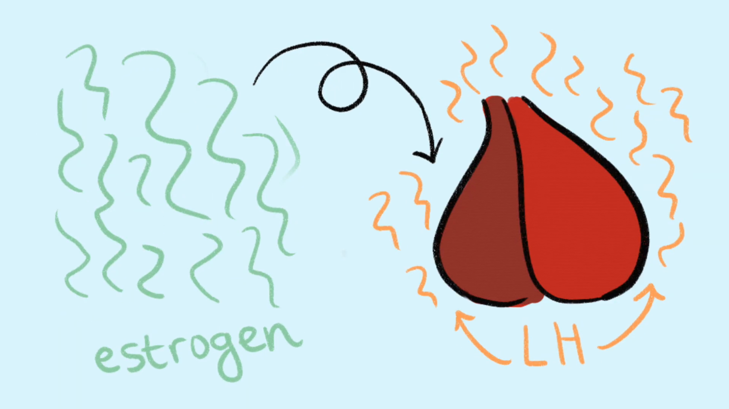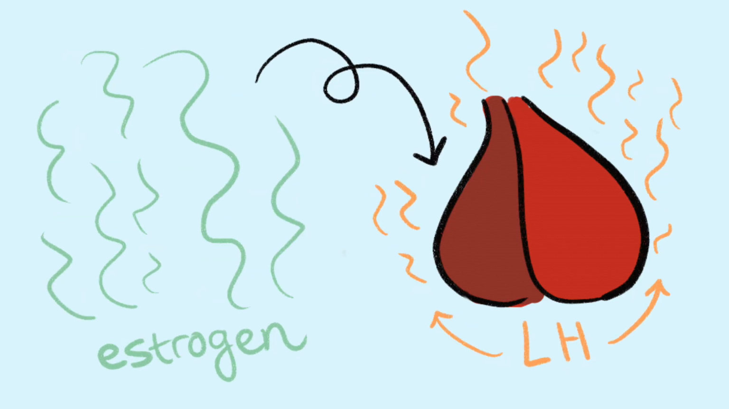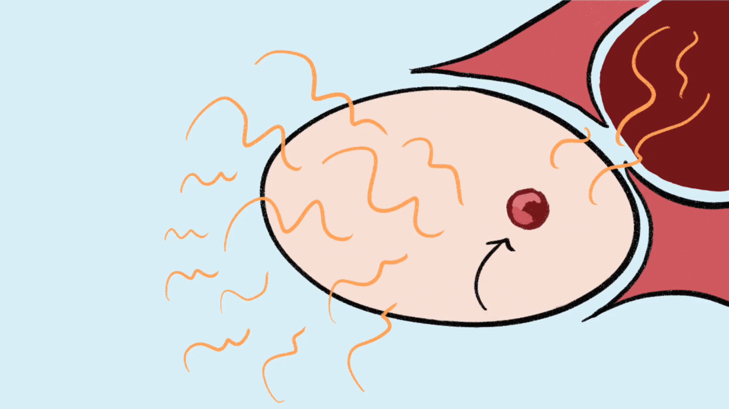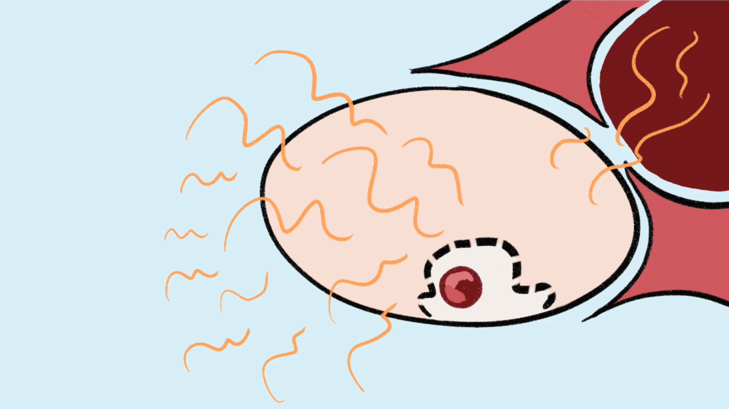Around 12 days after the follicle begins to grow, the rise in estrogen stimulates the anterior pituitary gland to secrete another hormone called luteinizing hormone, or LH. LH causes the follicle to rupture and release the mature egg. This phase is called ovulation.